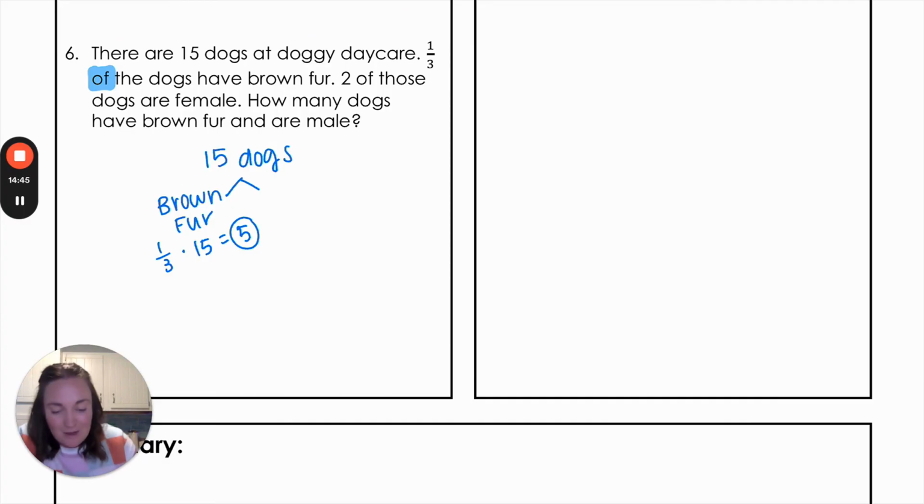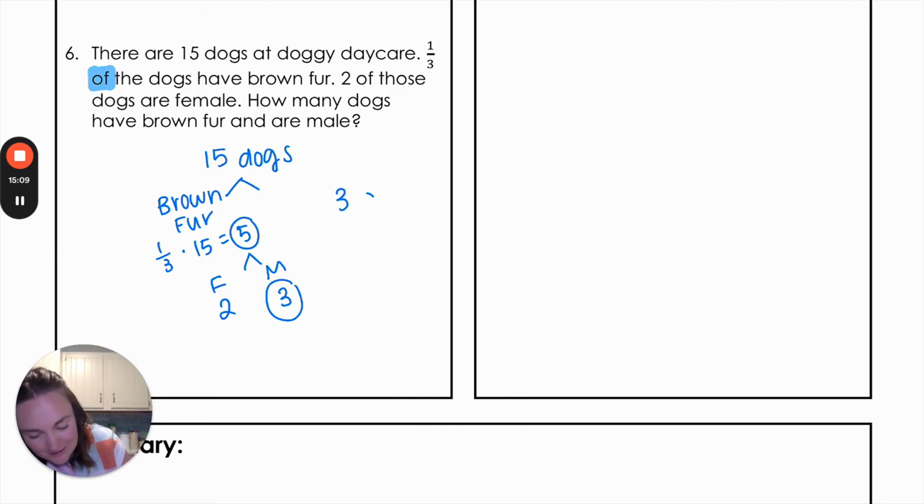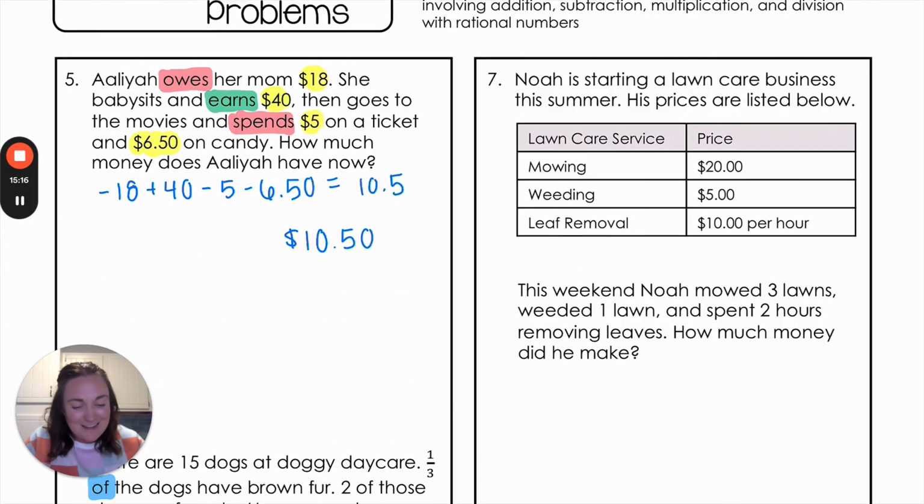Now, we want to know how many of the dogs have brown fur and are male. Okay, so we know from these 5 dogs that have brown fur, 2 of them are female. So I'm going to break this down further. Female, there's 2, which means male. If there's 2 that are female and 5 overall, that means that there has to be 3 male dogs that have that brown fur. So 3 dogs have brown fur and are male. There we go.